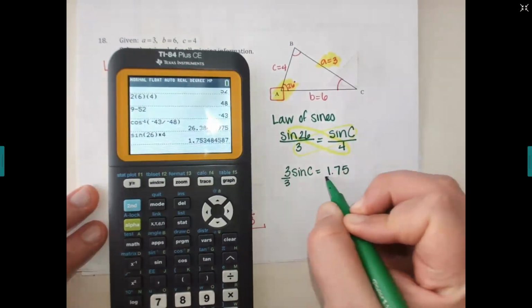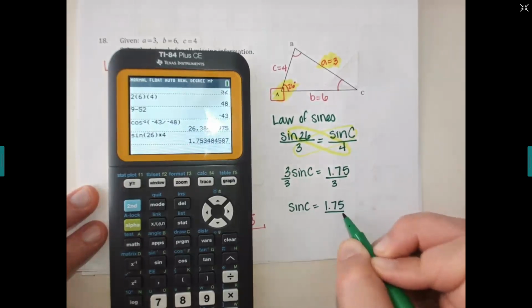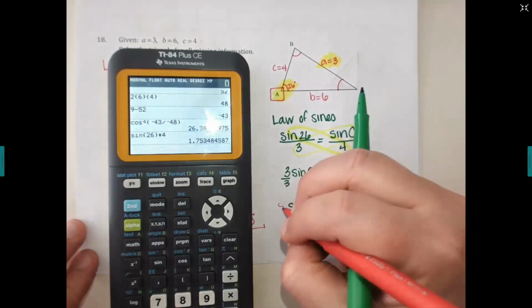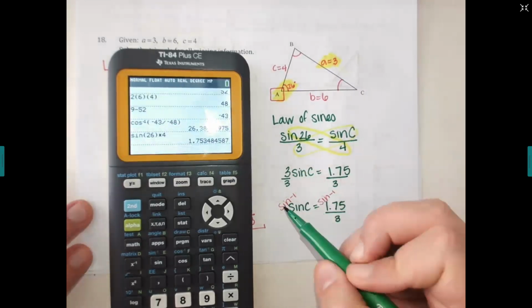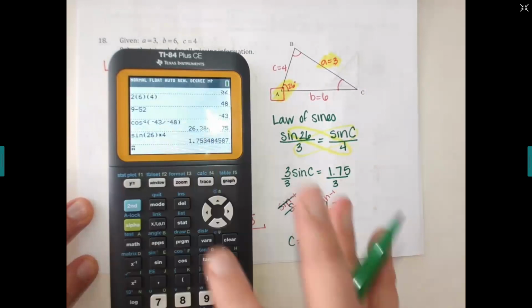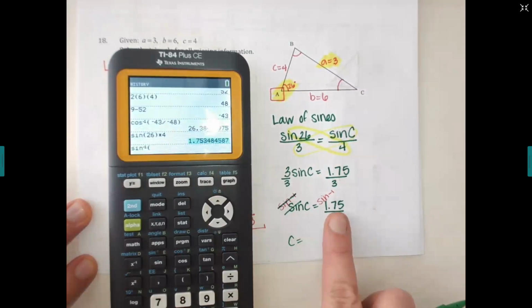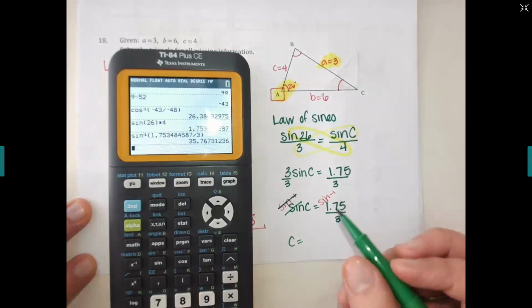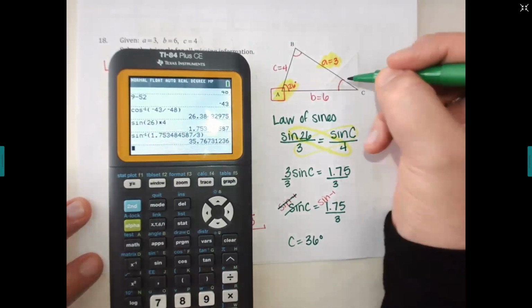Divide that 3 out of the front on both sides. So the sine of C is equal to 1.75 over 3. Then from there, we are going to inverse sine on both sides. So these guys are going to cross out and I'll know what angle C is. Okay, remember for your exam, use the long decimal. So I'm not going to abbreviate to 1.75. I'm going to do that one divided by 3. And I get 35.7. We'll round that to 36 degrees.